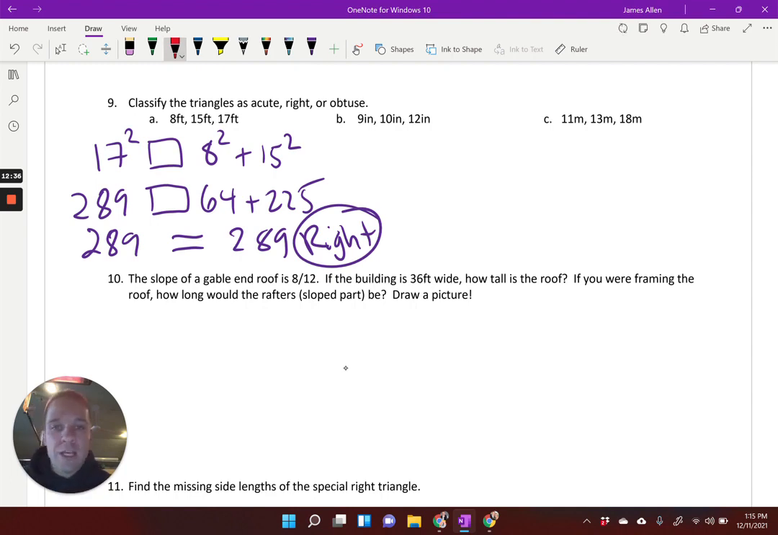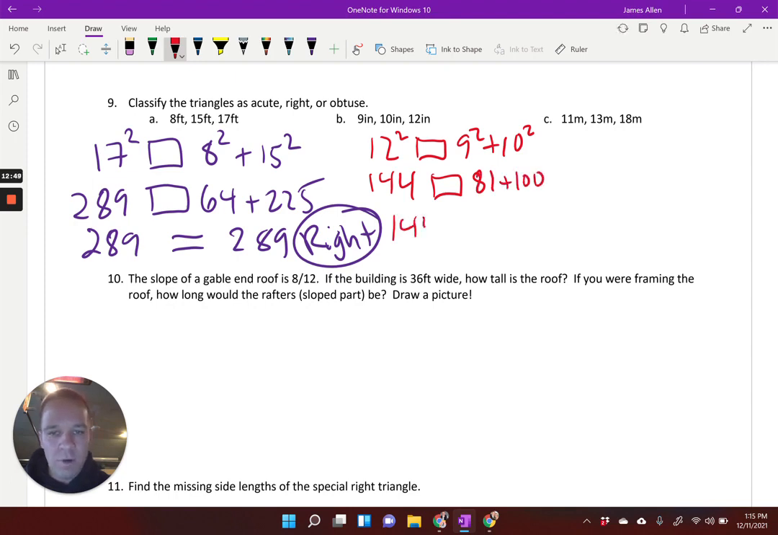I'm going to switch colors. So here I get my largest square is 12 squared. And then I have 9 squared plus 10 squared. So I got 144, 81 plus 100. That's going to give me 144 and 181. That's less than. So this is acute.